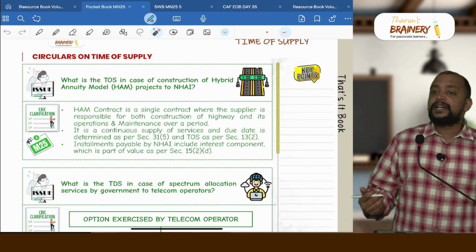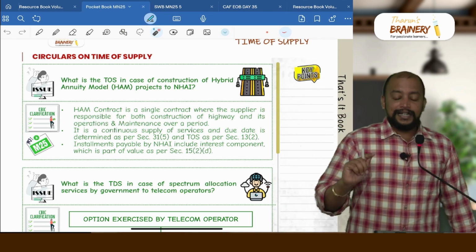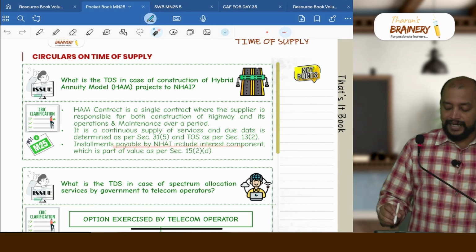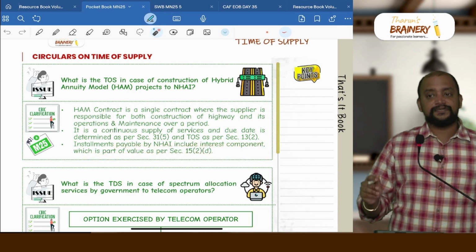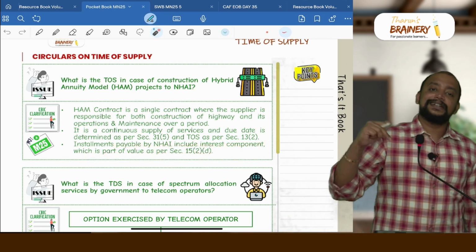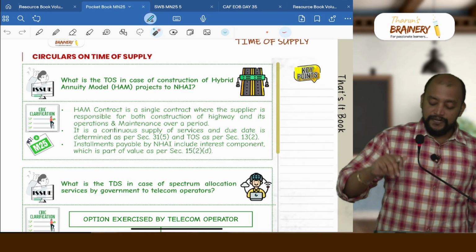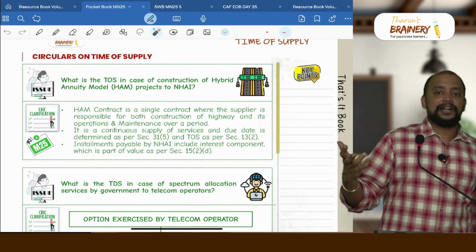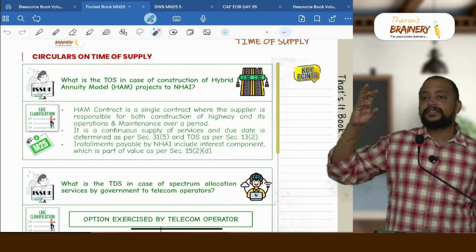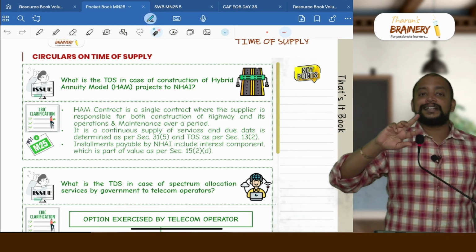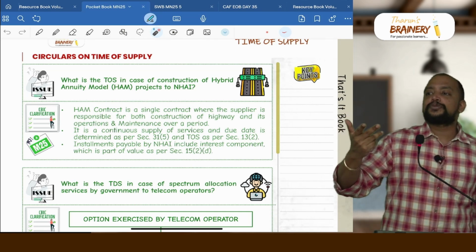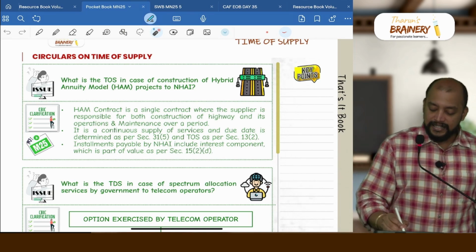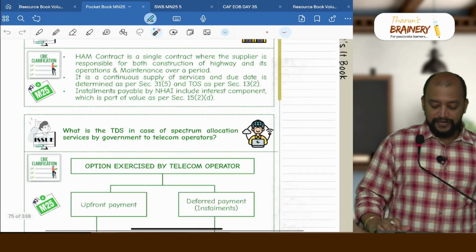In every installment there will be an interest component also. That interest will be included in value as per 15(2)(d). So the installment payable by NHAI includes an interest component which is part of value. So for this interest also we determine the time of supply as per 13(2) only, even though for interest on late fee and so on we determine as per subsection 6, but this interest is actually included in the value as it is to be included in the value in installments. So we take only one time of supply, that is 13 subsection 2 itself. That is in case of HAM contracts.